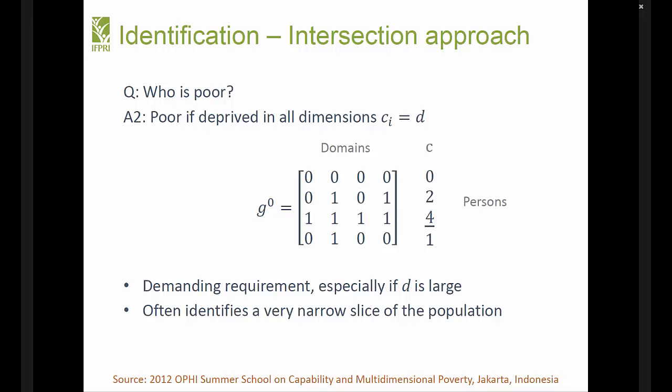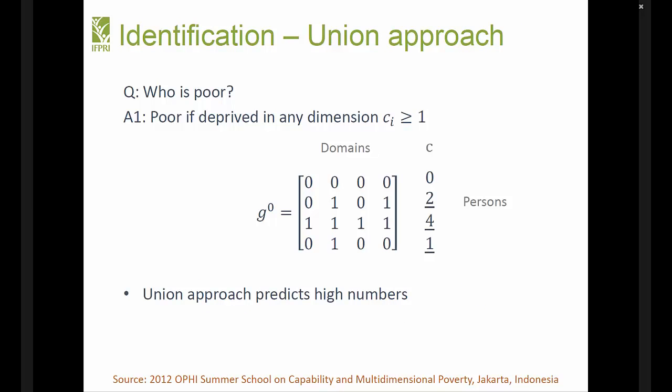So in the union approach, you only need 1. If you're deprived in 1, then you're deprived. So your cutoff is actually very low. I'll give an example later, but basically the bar is very low for you to be considered not poor, so it predicts very high numbers.